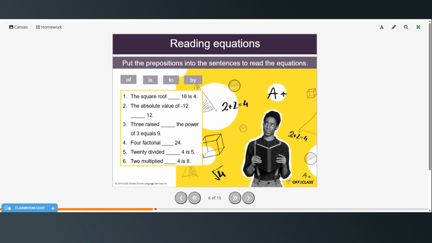Alright, so now you'll see if you can put the correct prepositions into these equations. Again, you can pause the video, try this on your own, and then restart when you're ready to check your answers.